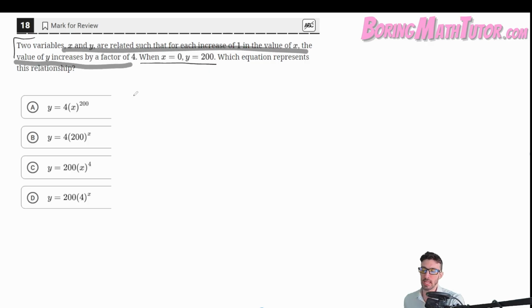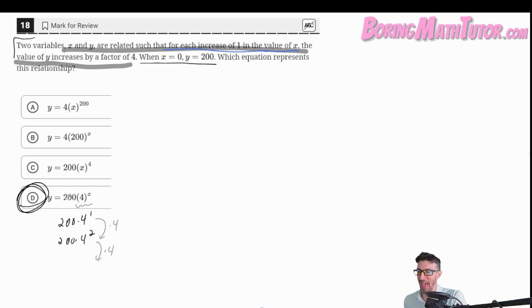Well, it turns out that we actually only need to focus on this part over here where it says the value of y increases by a factor of 4 for every increase in 1 in the value of x. Okay, so the only way that that can happen is if you put a 4 underneath your exponent of x, because what's going to happen with that is it would be like 200 times 4 to the 1, and then 200 times 4 to the 2, and what's happening there? It is actually increasing by a factor of 4, which just means that you're multiplying by another 4.